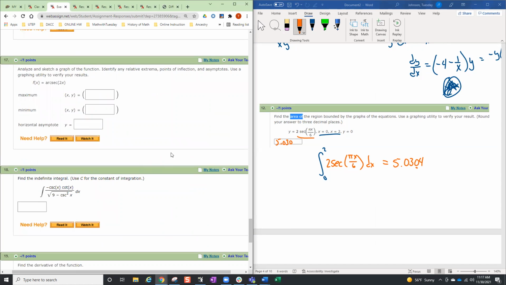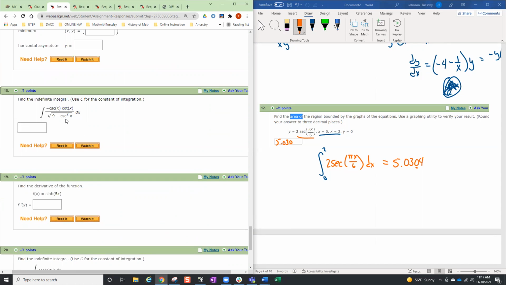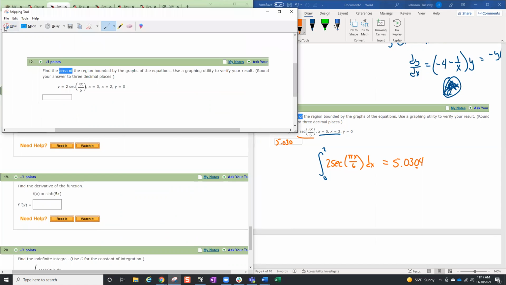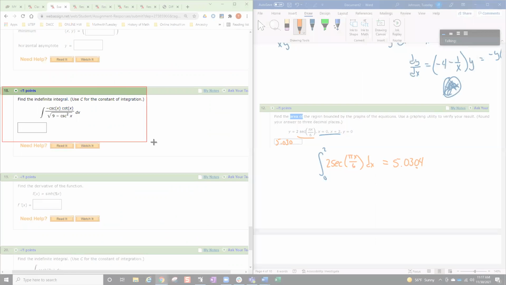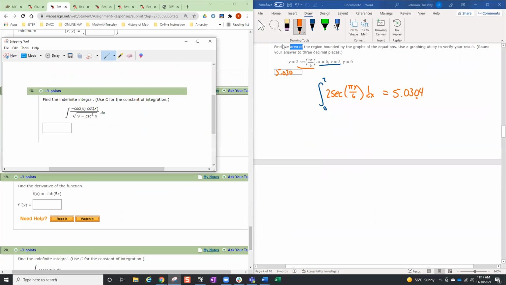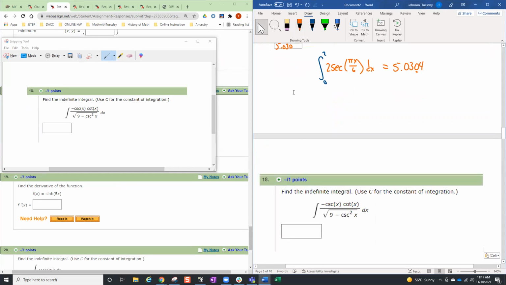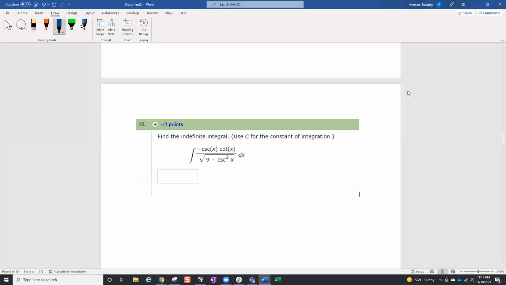Inverse trig. Ooh, let's do number 18. All right. Find the indefinite integral. We got 3 minutes.